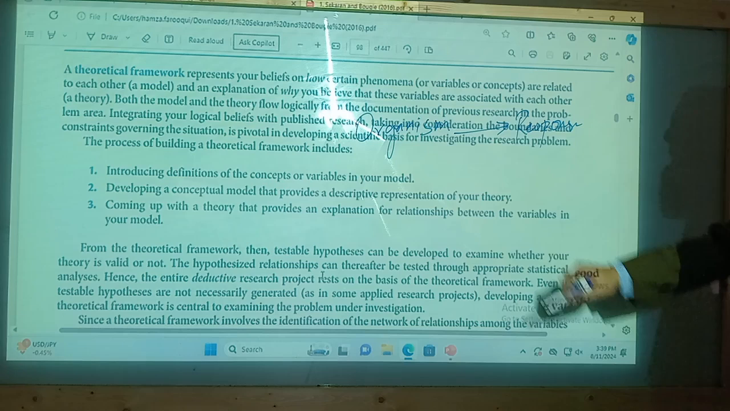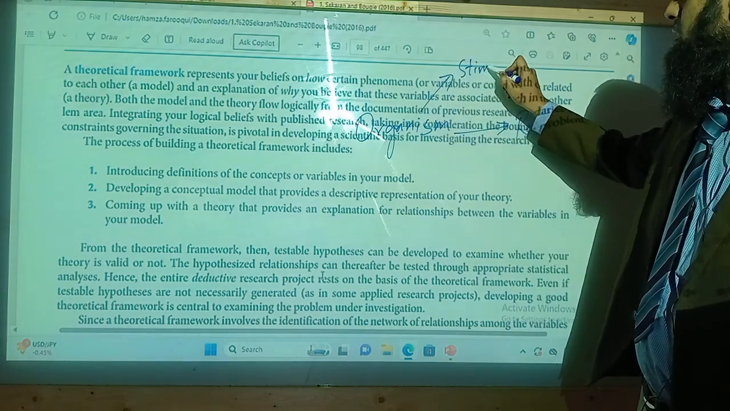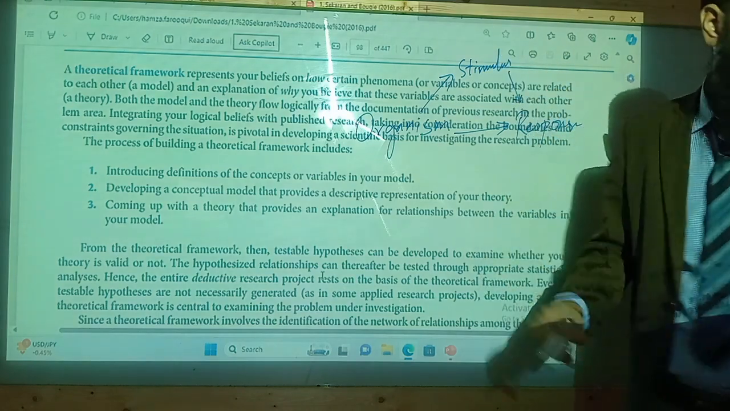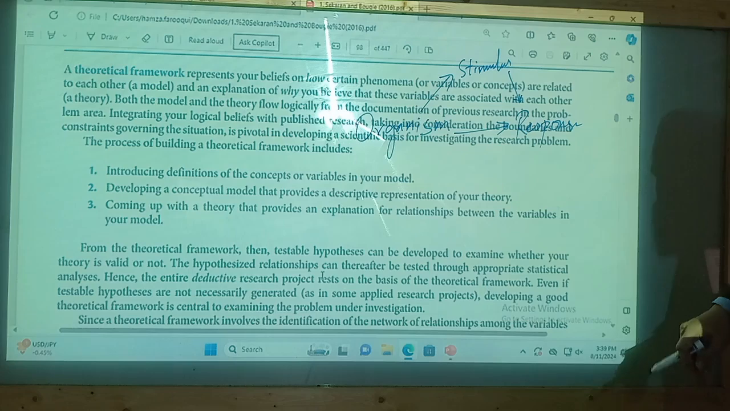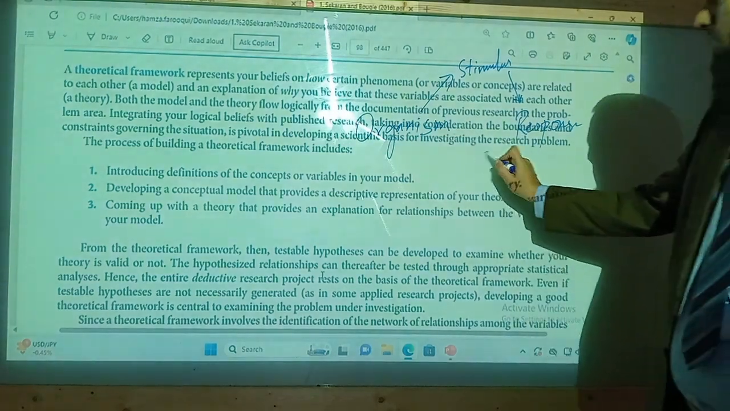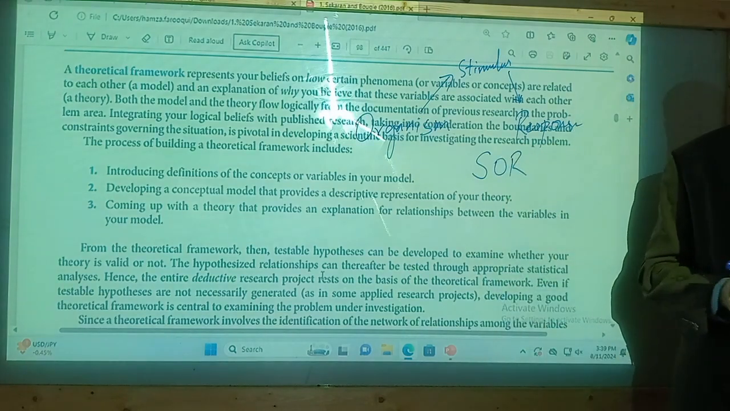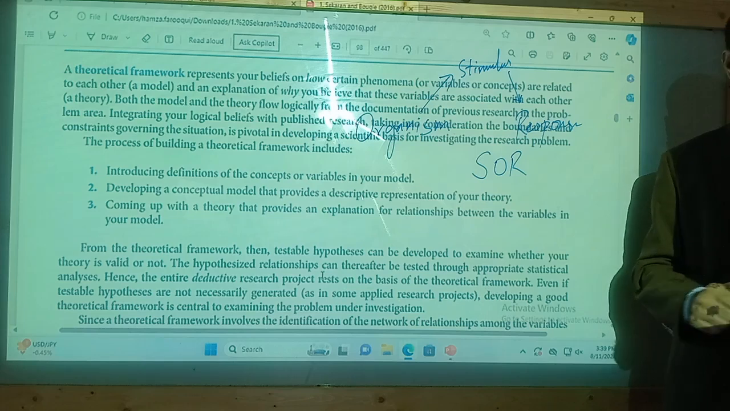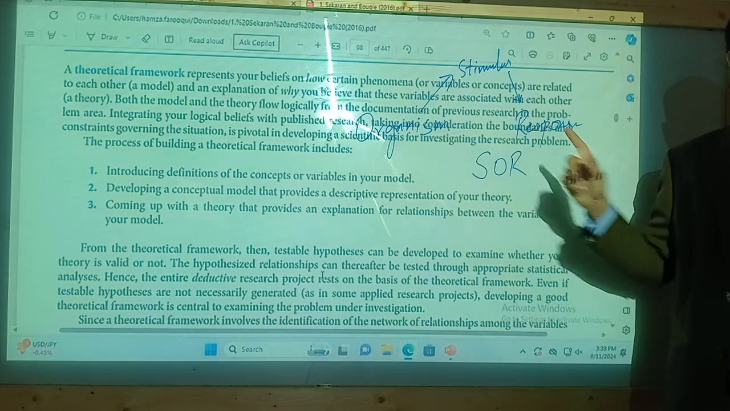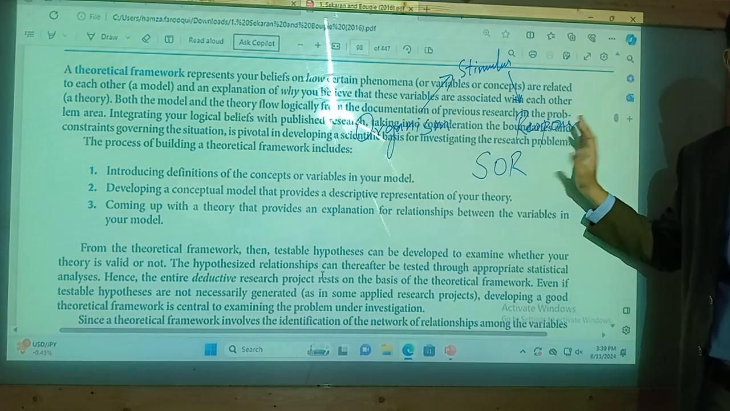You see, there is a stimulus that leads to a response. So we say it is called the SOR model, the stimulus, organism, response model. Write it down so that you can relate this lecture, so that you can relate the theoretical framework with these models.